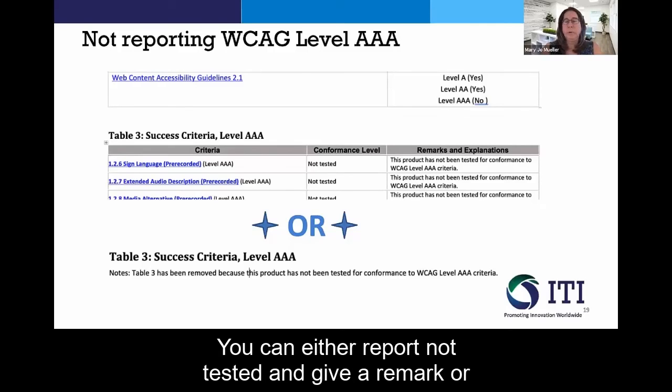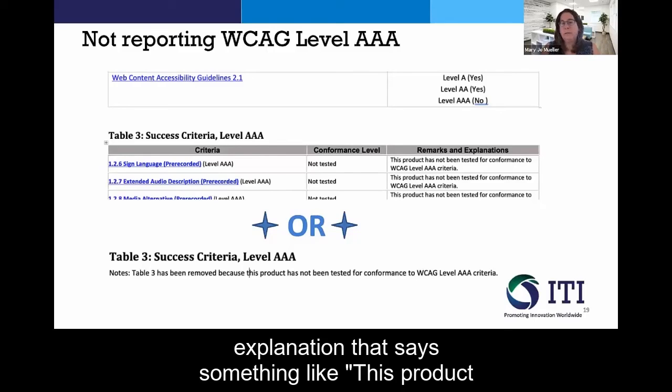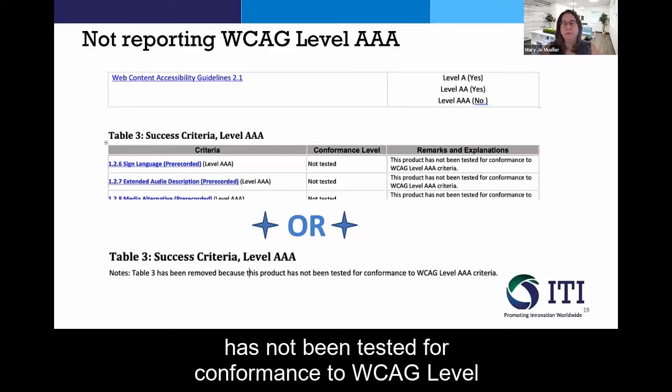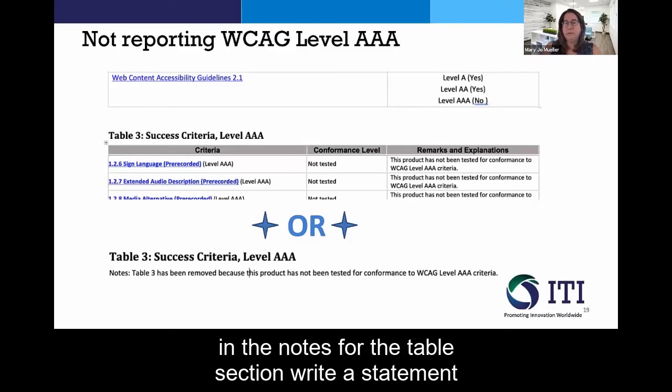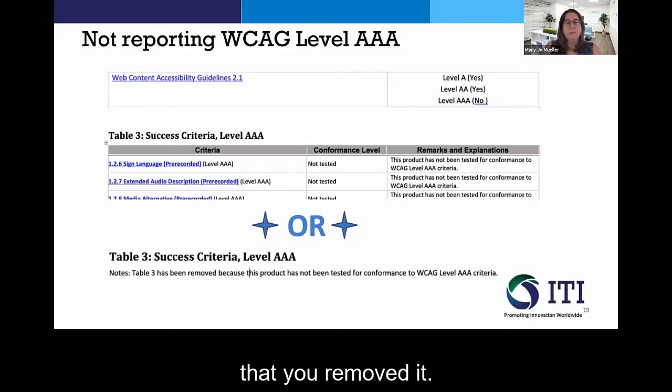You can either report not tested and give a remark or explanation that says something like, this product has not been tested for conformance to WCAG level AAA. Or you can just delete the table altogether and then in the notes for the table section, write a statement that you removed it. Pretty simple.